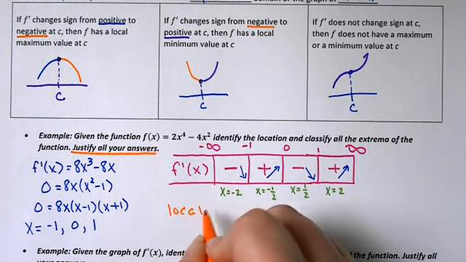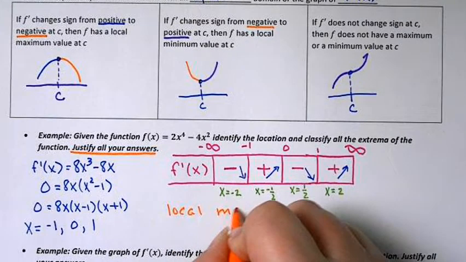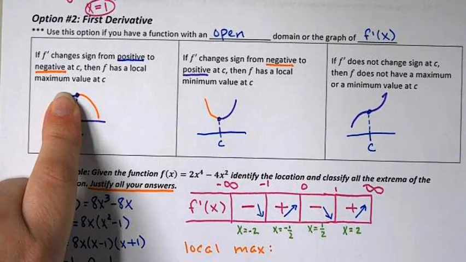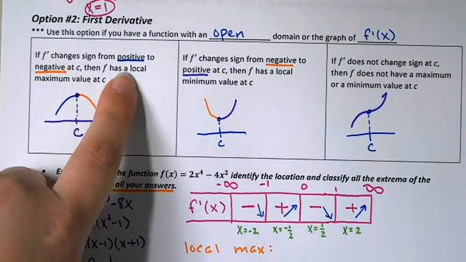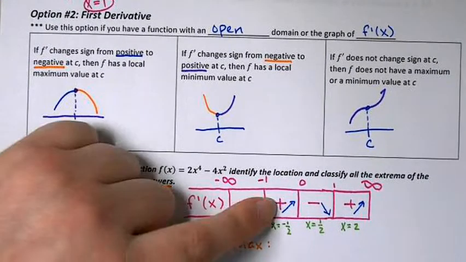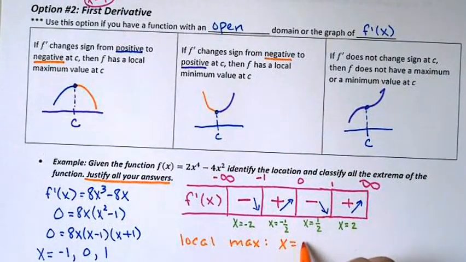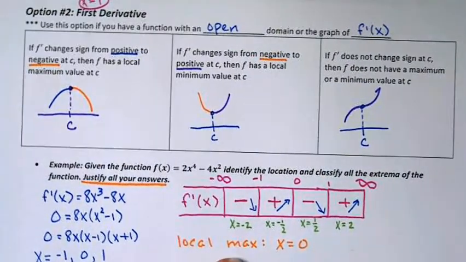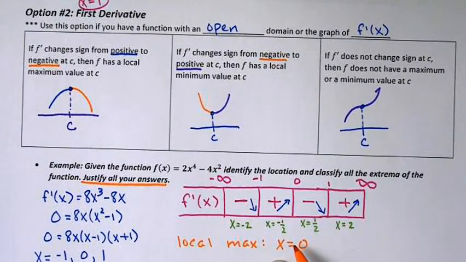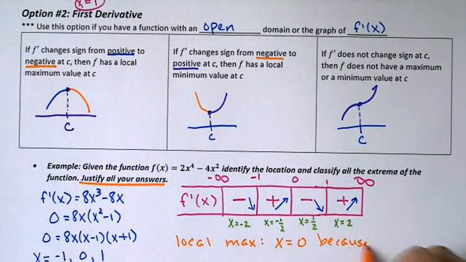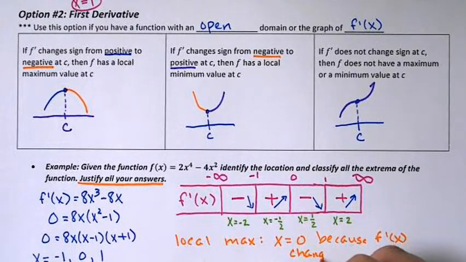So let's start with our local maxes. All right, local maximum occur when the sign changes from positive to negative. So from positive to negative would be right here at x equals 0. And we do need to justify this. So we know that we have a local max at x equals 0 because f prime of x changes from positive to negative.